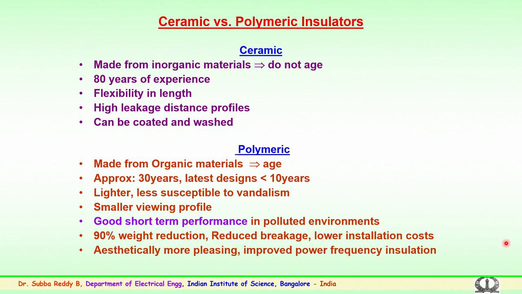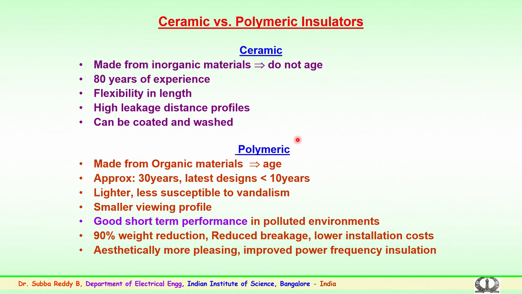So, we have seen the ceramic or porcelain performance and the polymer insulators. As mentioned, ceramic insulators are made from inorganic materials. These do not age; they have more than 80 to 100 years of experience. There is flexibility in length: particularly with ceramic insulators, you can have a number of discs and increase the length. High leakage distance profiles can be manufactured without difficulty, and these can be coated and washed at regular intervals of time.